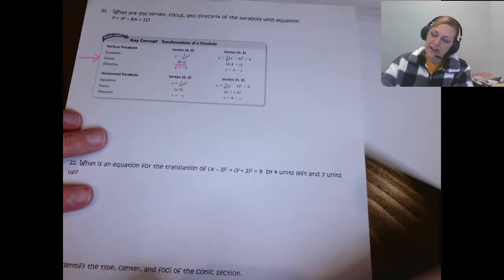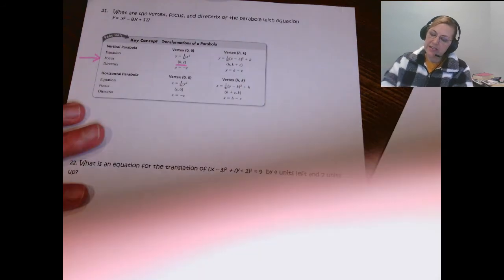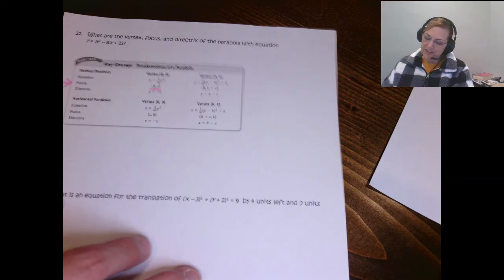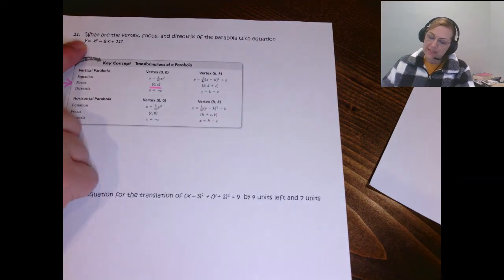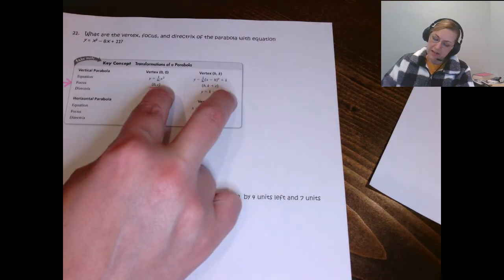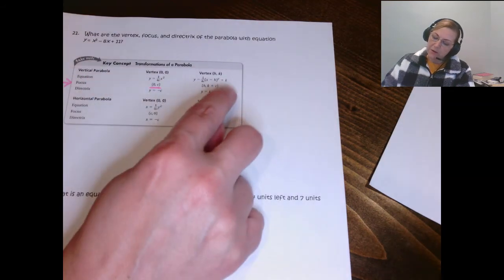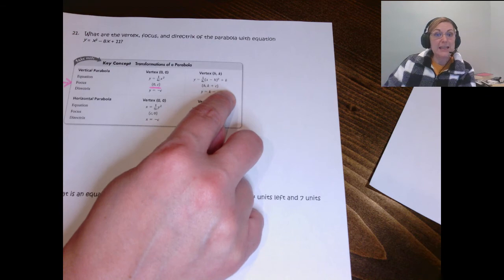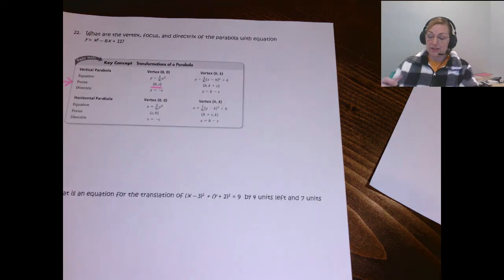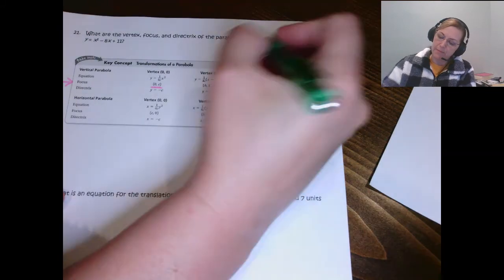We are asked to find the vertex, the focus, and the directrix for the parabola with this equation. Now, we see it's a y equals x squared. So again, we notice we're using these. And it looks like we might be looking for this here. So we're going to be completing the square, it looks like. Let's set that up.